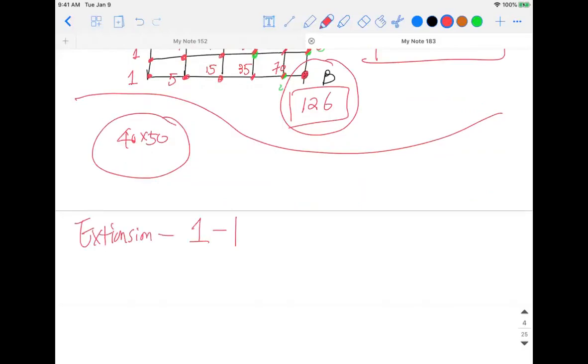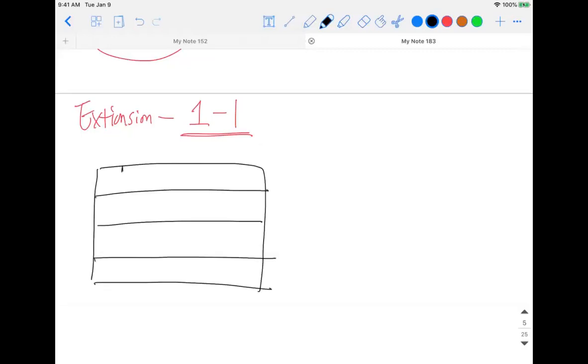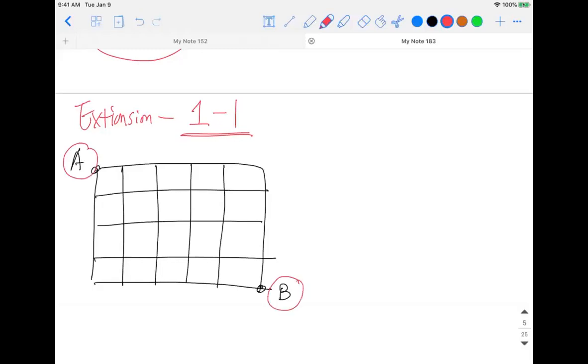problem 1-to-1. Okay, let's forget about the real counting one by one. Let's try to use some analytical way to solve this. So again, I'm going to put it one more time. You have 1, 2, 3, 4 rows, 1, 2, 3, 4, 5 columns, right? From A all the way to B. Let's try to think about it. At the very beginning, Peter stands here. At the end of the day, Peter stands here.